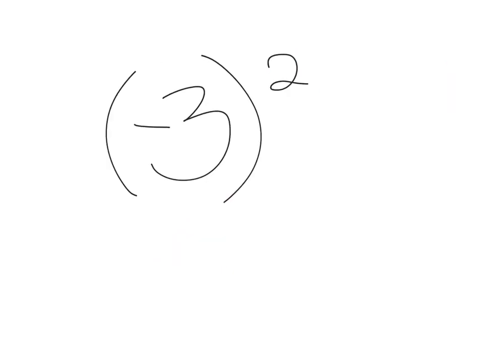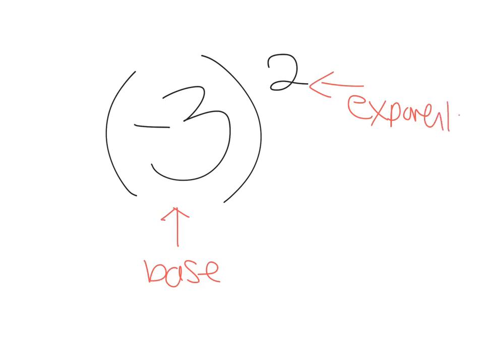So this one's a little bit different because we've got a negative. So our base here is -3. Notice the -3 is in parentheses. That's going to be important. And our exponent is 2. So our base is -3 and our exponent is 2.